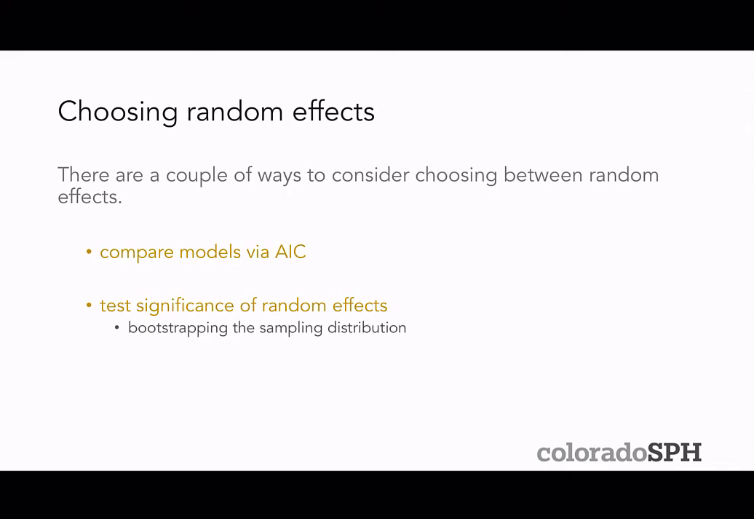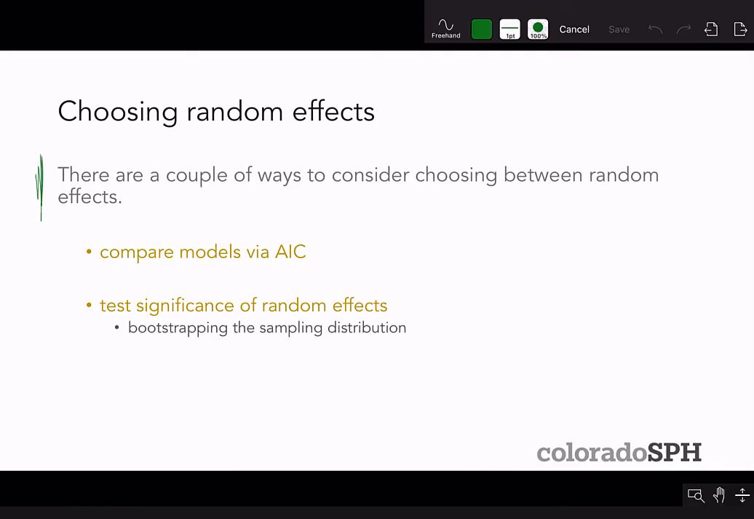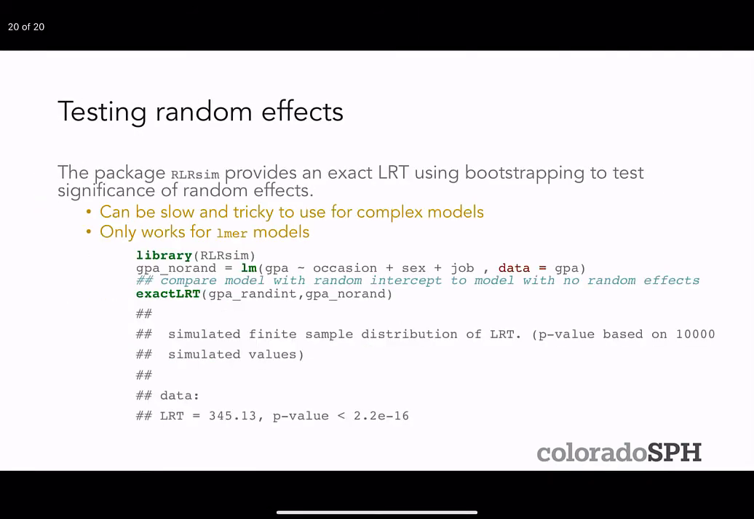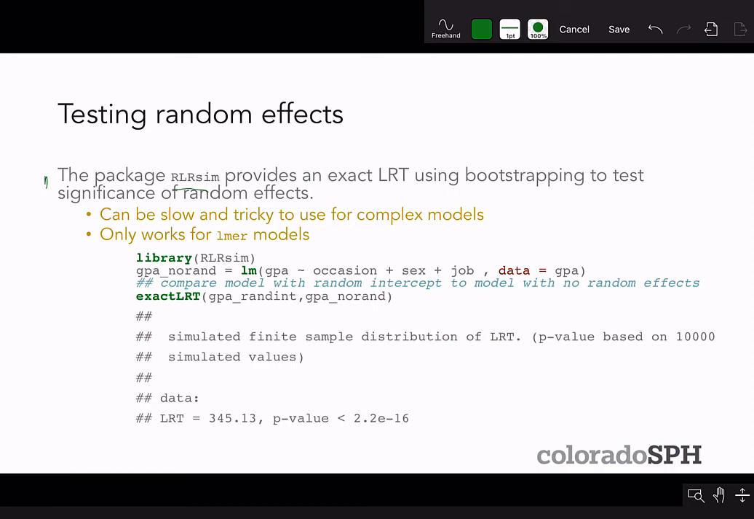It can be a little bit confusing when you are building a random effects model on how many random effects you want to include. And it can be more of an art than a science. However, there are a couple things to consider that can help you choose between different random effects. One is to compare models via the AIC like we did in the previous slide. Another is just to plot the data. EDA can help with this as well, and plotting the random effects. And a final way is you can do significance tests of random effects that involve bootstrapping the sampling distribution. I'm not going to go into the details of how this actually works or what distribution we're bootstrapping. However, there's a nice package called RLRsim, which provides an exact likelihood ratio test using bootstrapping to test the significance of random effects.